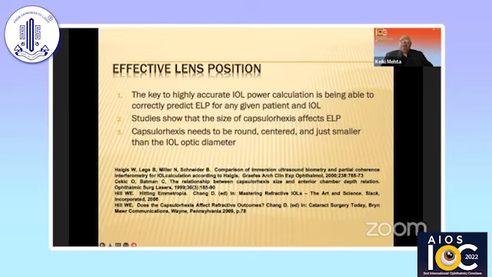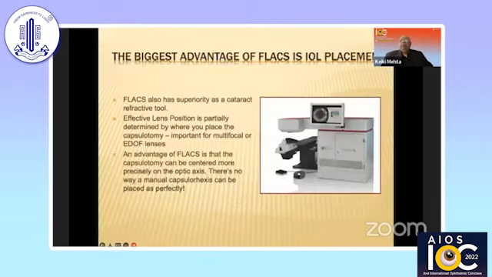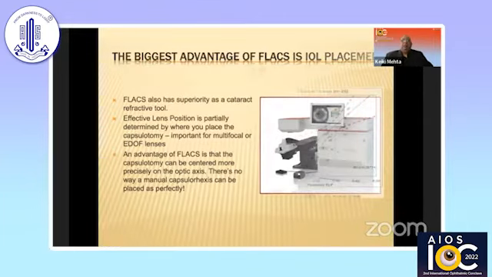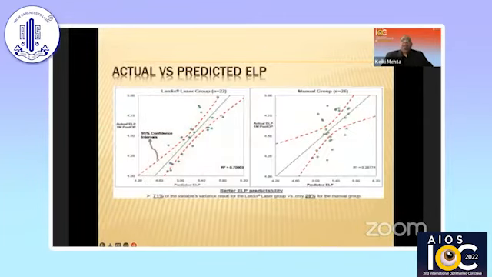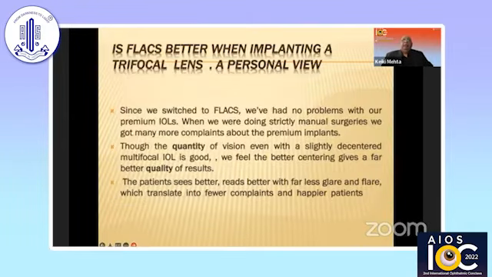The size of the capsular excess also affects the ELP, and that is one of the reasons why I feel that the use of flax for IOL placement makes a significant difference, because you can place it exactly where you want to. The actual and predicted ELP is much better utilizing the flax system. When we switched over to flax, we had no problem with premium lenses, but we felt that the better centering gives a difference.